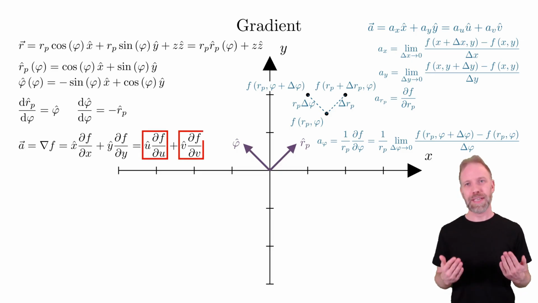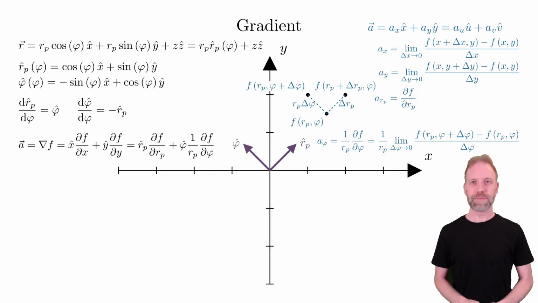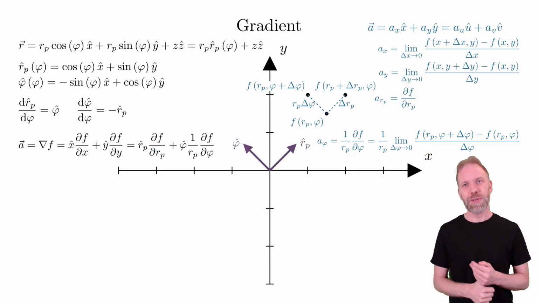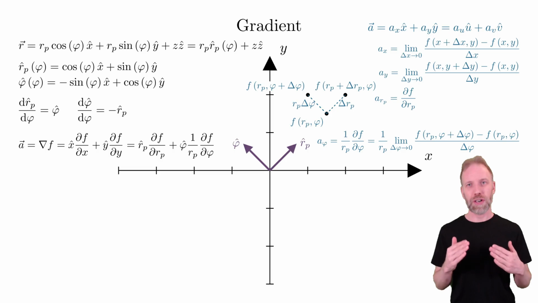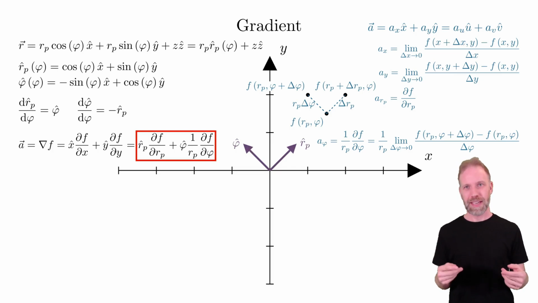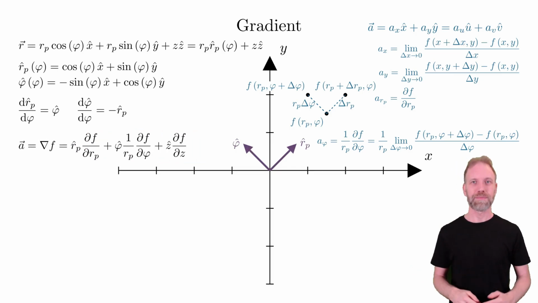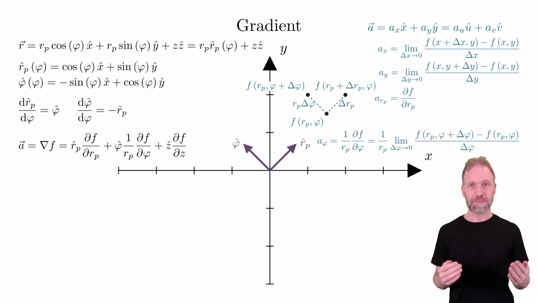Finally, let's update the expression for a using these new coefficients. What we get is that to ensure that we have the same gradient independent of coordinate system, we need to add the 1 over rp in front of the partial derivative with respect to phi. If we use cylindrical coordinates in 3D, the z direction is the same as for Cartesian coordinates. We will continue with the gradient a bit more and talk about the general case for orthogonal coordinate systems.